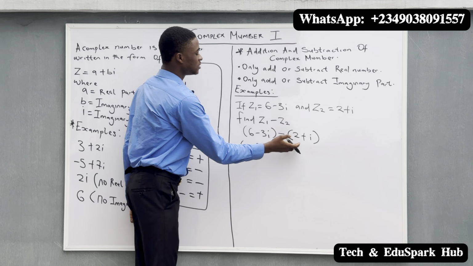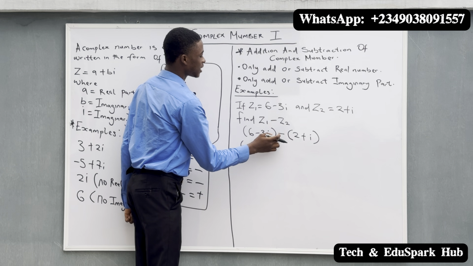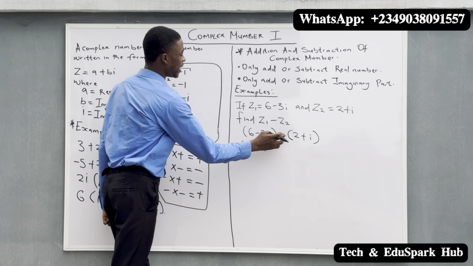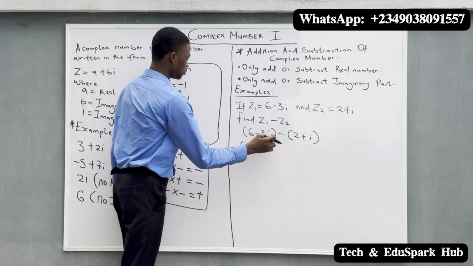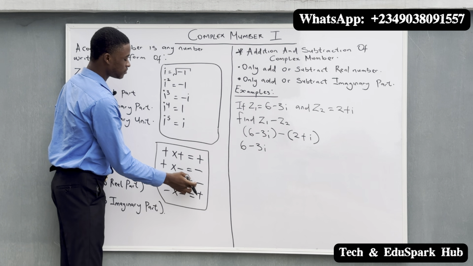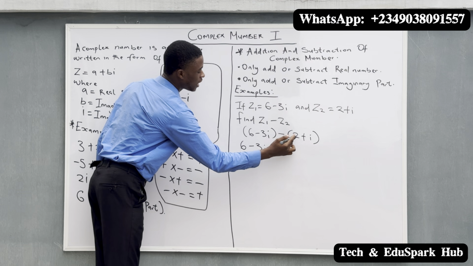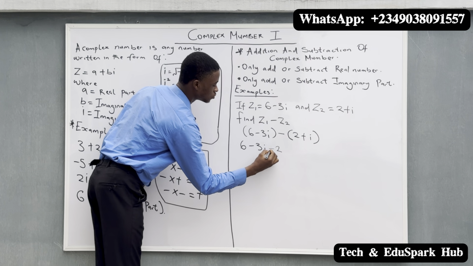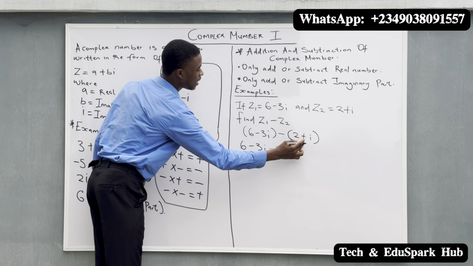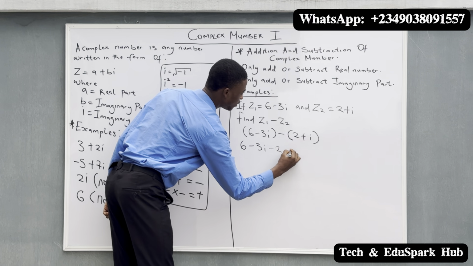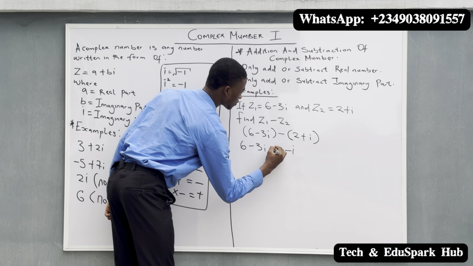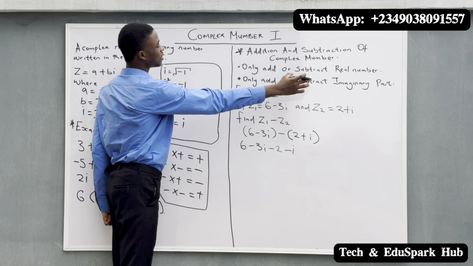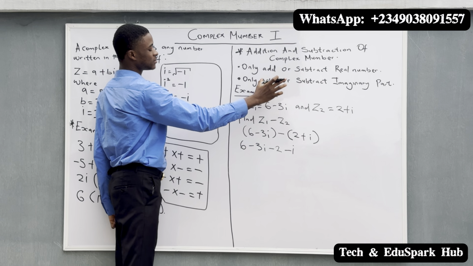And in order to expand this, we just have to multiply this minus sign by what is in the second bracket. To do this, we can say minus multiplied by plus 2. We said minus times plus will give us minus. So minus multiplied by plus 2 will give us minus 2. So we can have our minus 2. And also minus multiplied by plus i will give us minus i.